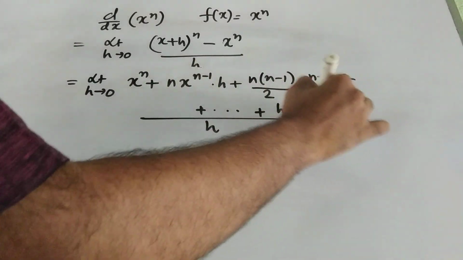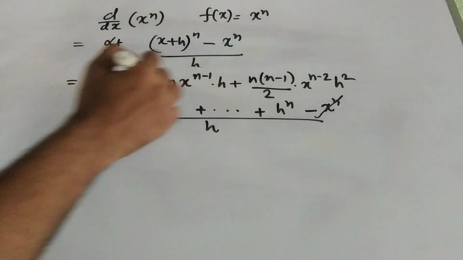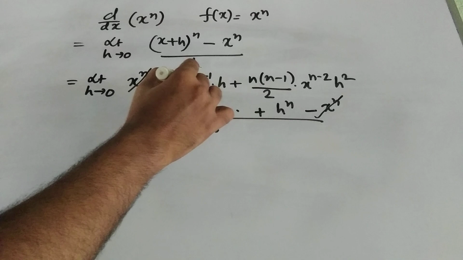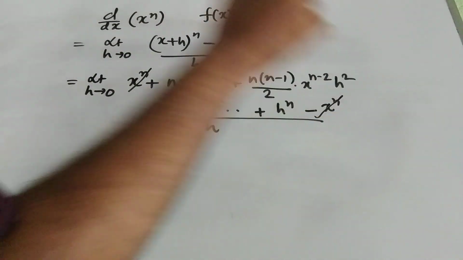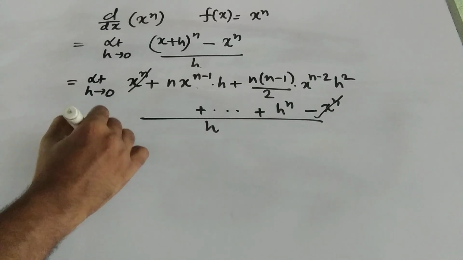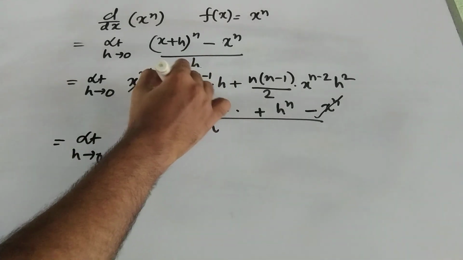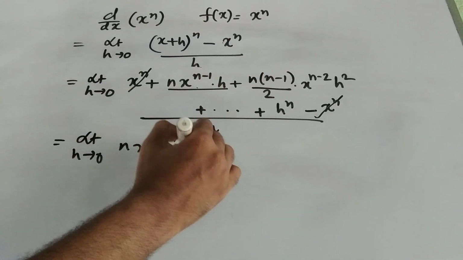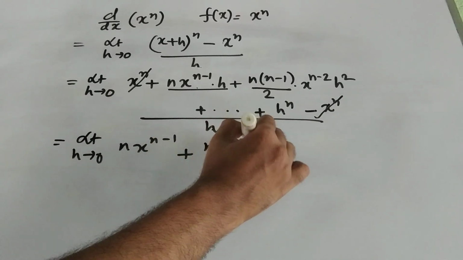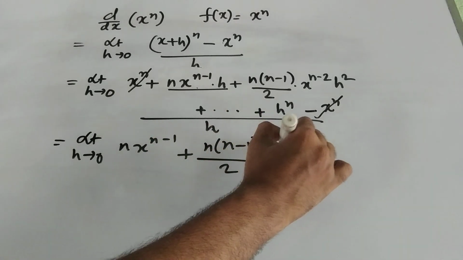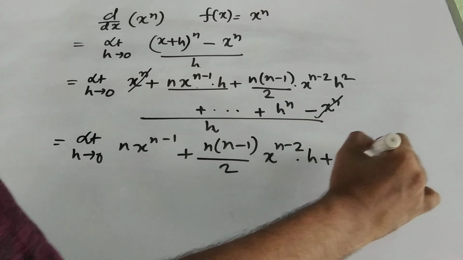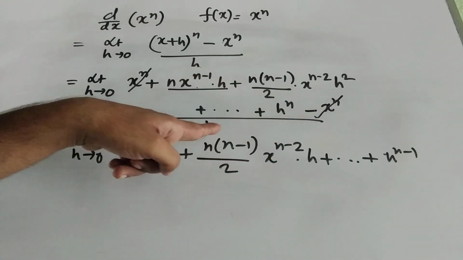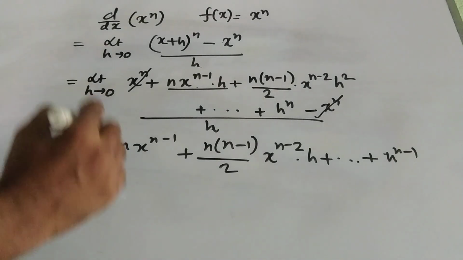Now x to the power n and x to the power n, both these two terms are nullified. So the pending terms are n x to the power n minus 1 into h, plus this one, this one, this one. So limit h tends to 0, for this term h divides h, so it is n x to the power n minus 1, plus n into n minus 1 by 2 x to the power n minus 2 into h, plus all terms, plus something. The last term will be h to the power n minus 1, because h to the power n whole divided by h is h to the power n minus 1.